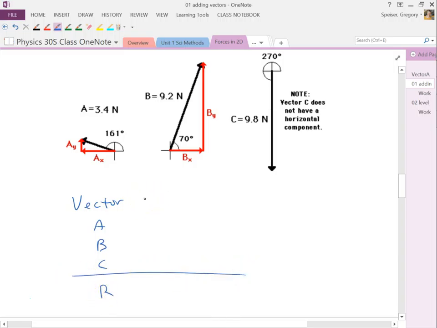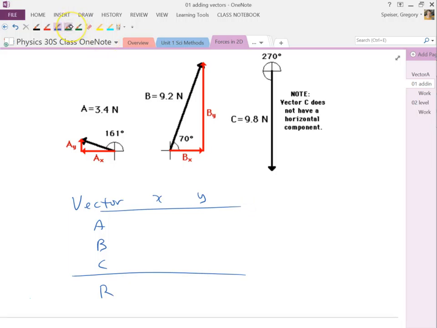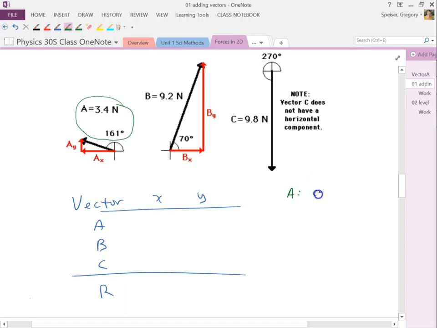And I know Physics Classroom likes to use east-west. I like to say x. We'll talk about the x direction, and we'll talk about the y direction. And then inside here we'll figure out the x direction. So vector A is 3.4 newtons at 161 degrees. So I know in the past we'd often go cos of 161 degrees is equal to the adjacent over 3.4. But once you've done this a few times, you kind of see the shortcut, don't you? It's going to be 3.4 times the cos of 161 degrees.